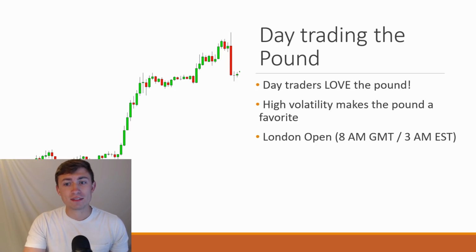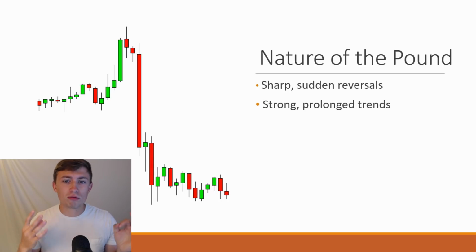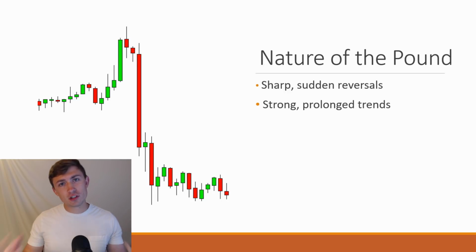So let's talk about the nature of the pound. When you look at a chart of the pound, what I usually notice is that we have a lot of sharp, sudden reversals, lots of movement on this currency pair. We talked about the high volatility, and with high volatility comes the potential for very sharp, sudden reversals, but also some very strong and prolonged trends. So you get a lot of both of these.